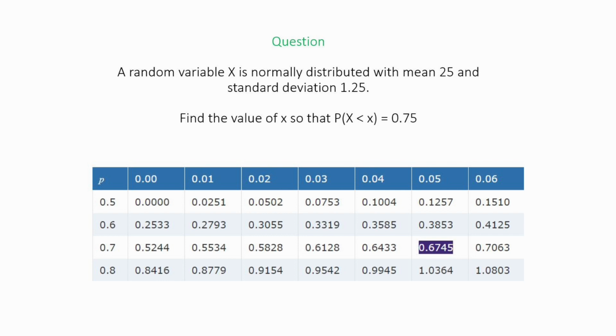So here's 0.75. And we can see that we've ended up on 0.6745. And this is for x normally distributed with a mean of 25 and a standard deviation of 1.25.